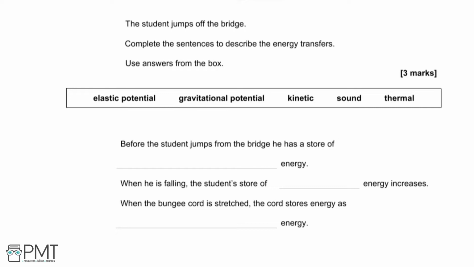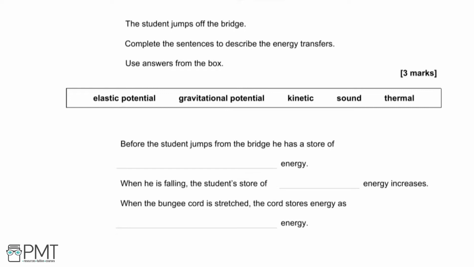So when the student is standing on the bridge, he's going to be at a height, and gravitational potential energy is the energy of something at a height. So we know straight away that it's probably going to be that answer, but we can check the other ones just to make sure. Elastic potential energy is the energy stored when an object is stretched or squashed. So nothing is being stretched or squashed, so it's not going to be this one.